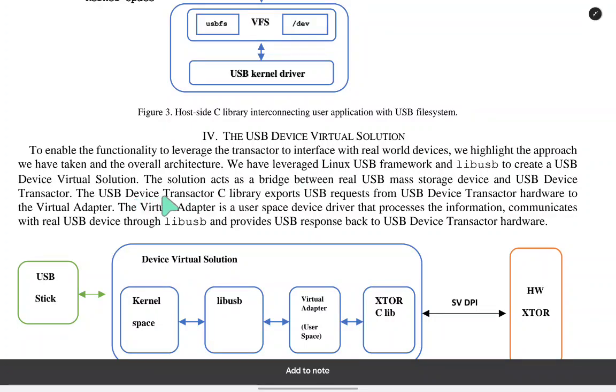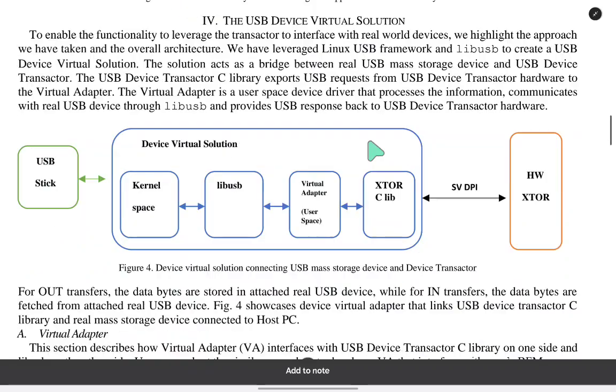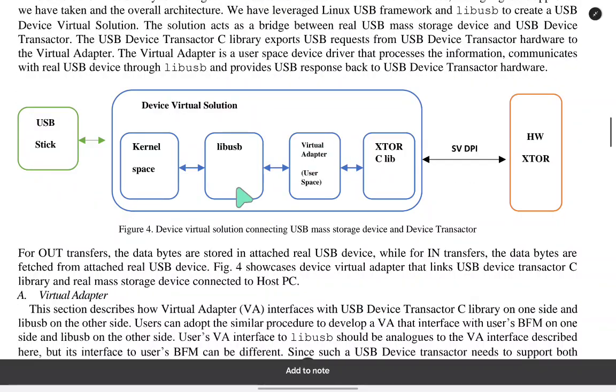The USB device transactor C library supports USB requests from the USB device transactor hardware in the virtual adapter. The virtual adapter is a user space device driver that processes the information communicated with the real USB device through libusb and provides a USB response back to the USB device transactor hardware. Figure 4 is the device virtual solution connecting USB mass storage devices and the device transactor.